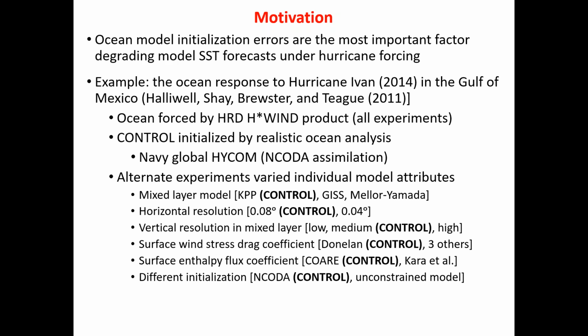We then prepared a group of alternate experiments, each varying a single model attribute. We looked at different mixed layer models. For example, the KPP model was in the control experiment. We looked at two other models. We varied horizontal resolution, vertical resolution in the mixed layer, the surface wind stress drag coefficient, surface enthalpy flux coefficients, and different initializations, with the control using the NCODA realistic analysis, and the second initialization was an unconstrained model.